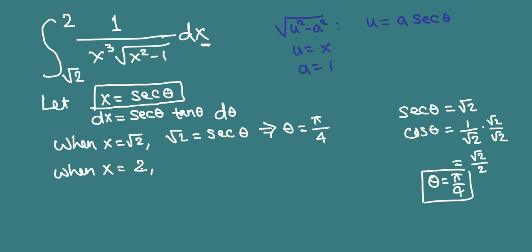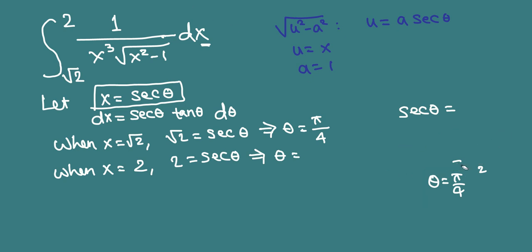And when x equals 2, so 2 equals secant theta, that implies theta equals, let's do the same work. Secant theta is 2, so the reciprocal, cosine theta, is 1/2, and we know cosine of pi over 3 is 1/2, so theta is pi over 3.